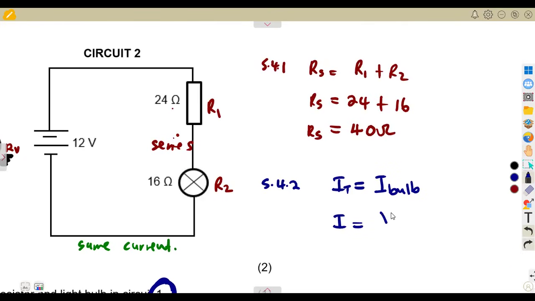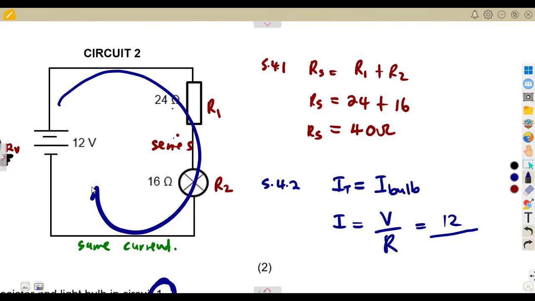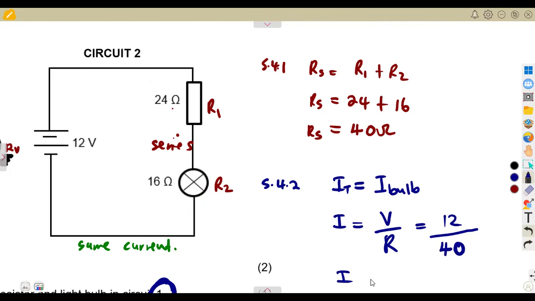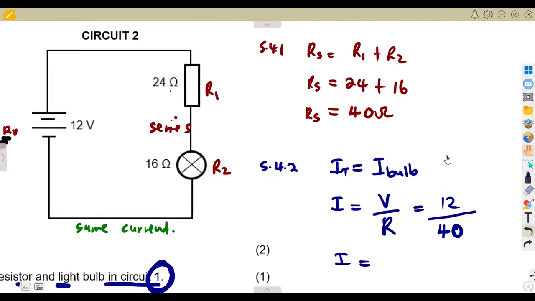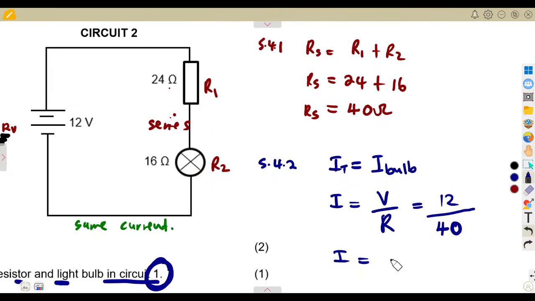All right, so let's have our formula, voltage over resistance. We are going to use the voltage 12, and the resistance is the total resistance of the circuit. Remember, we are saying the total current is the same throughout. So if it is the total current, it must be calculated from the total resistance of our series combination. So that is going to be our current in that case. And if you divide this, you are going to obtain 0.3. Do not forget the units. So therefore, our current is going to be 0.3 amps. Current is measured in amps. Resistance is measured in ohms.